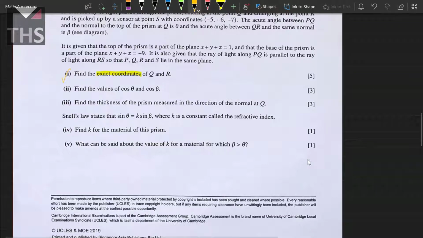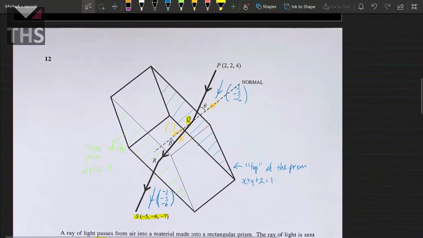Now, part 3 might be a bit tough also, but not too difficult. Find the thickness of the prism measured in the direction of the normal at Q. So in the direction of the normal at Q, the direction of the normal here, which we've established, is pointing out of the plane like that. So if you look at the thickness of the prism, this is the thickness we're talking about.